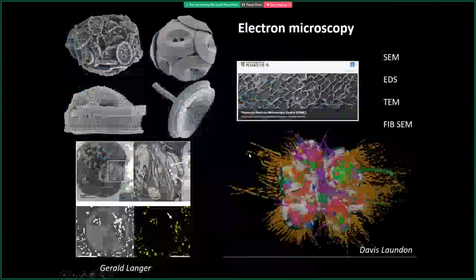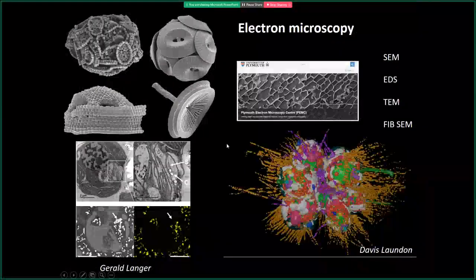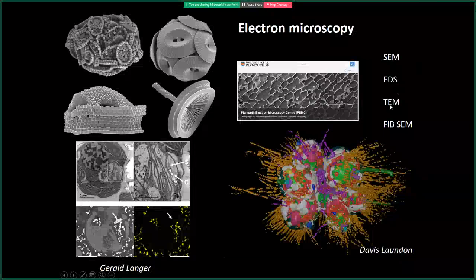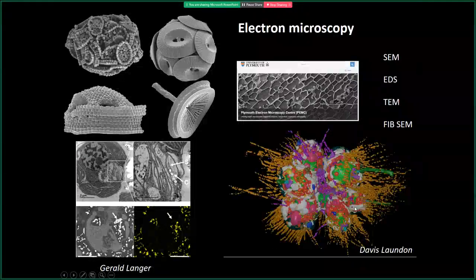I'm not going to leave without mentioning the electron microscopy that we also do. We have a long-standing arrangement with Plymouth University, which allows us to use their EM facility. They have SEM, elemental analysis, transmission electron microscopy, and a focused ion beam SEM. And I've just illustrated that with some examples of our MBA work. On the left, some of Gerald Langer's coccolithophore images, and on the right, one of Davis's beautiful reconstructions of a koala flagellate.